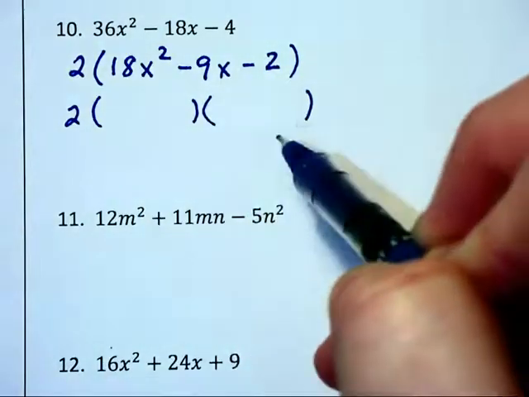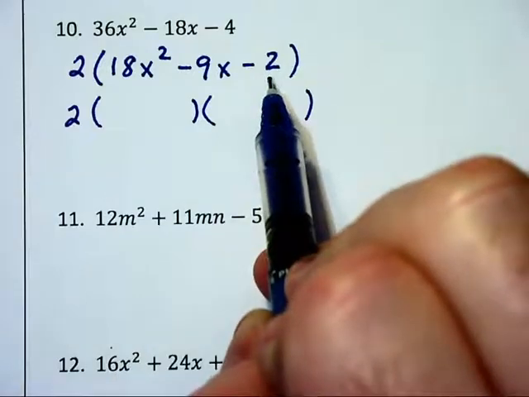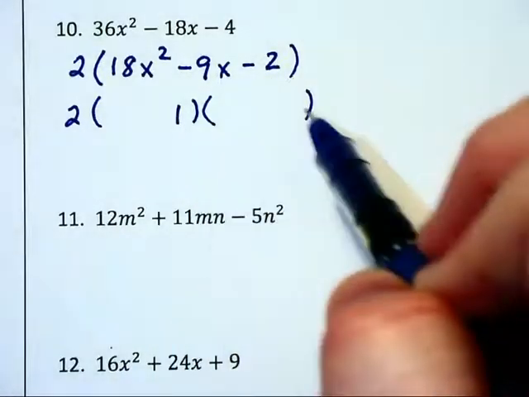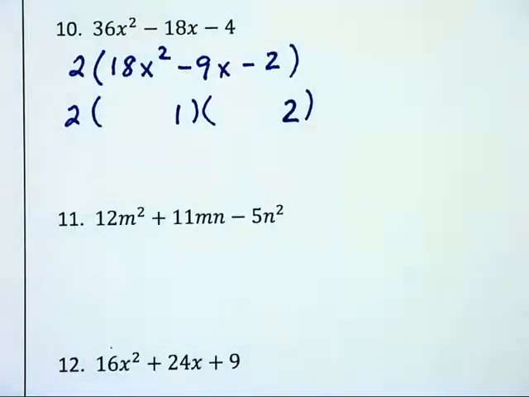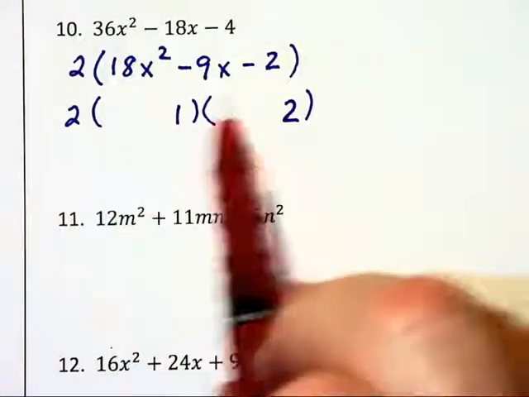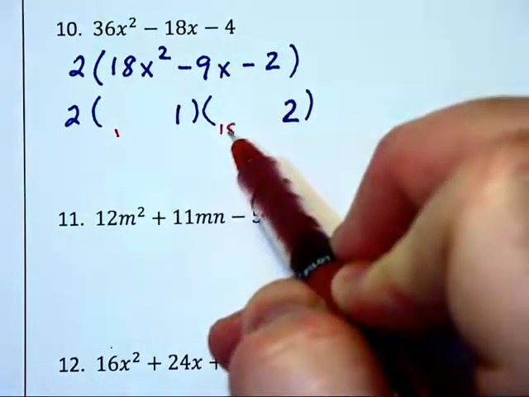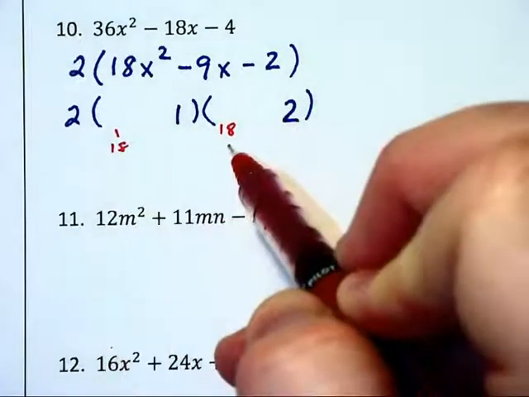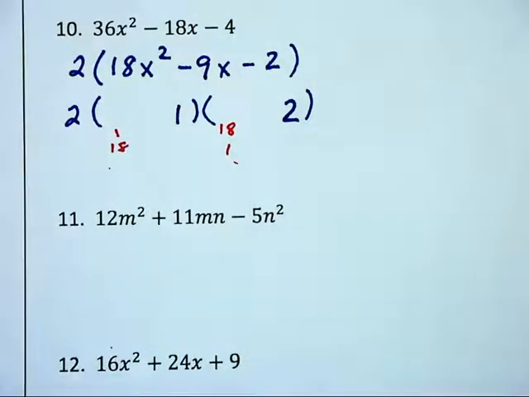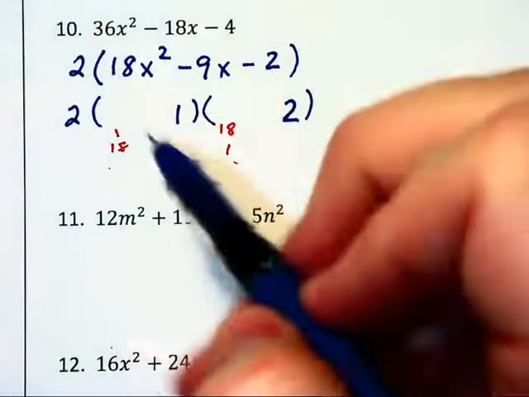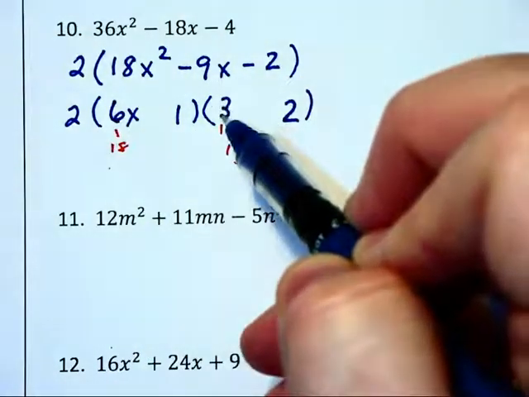Now I don't know how to break down the 18, but I notice that 2 is prime. So I'm going to have a 1 times 2 that's guaranteed, and then I'm going to switch to my pencil here, in my case the red pen, and try the different combinations of 1 and 18, 18 and 1, 2 and 9, 9 and 2, 6 and 3, 3 and 6, until I find the right combination, and it turns out that it's going to be 6x and 3x.